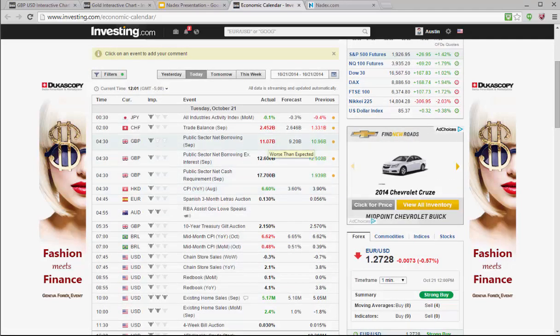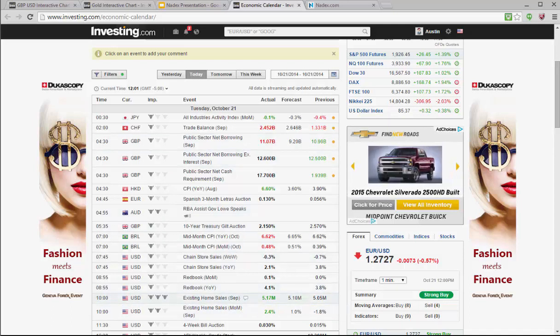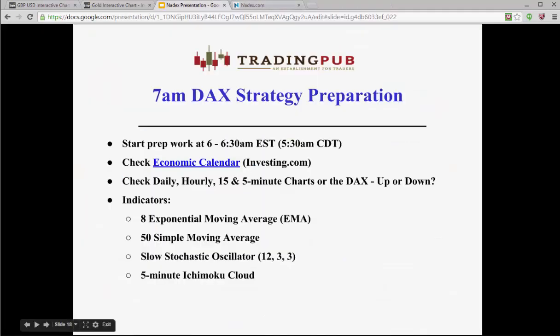At a glance, the only thing that I noticed that's dealing with another one of my strategies is there was some bearish news from public sector net borrowing in Britain. And coming down further later on today, existing home sales were pretty strong on the U.S. side. And that has a direct relationship on how the pound-dollar pairing is going to work.